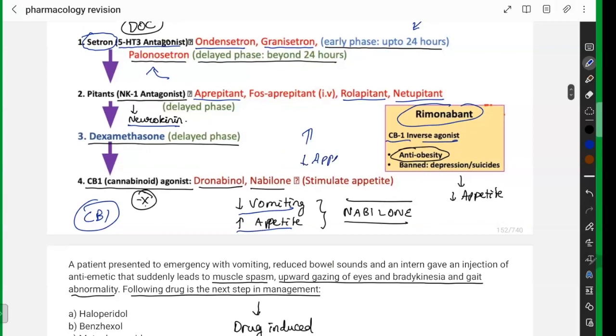Why I am telling you this is that this drug was used as an anti-obesity drug in the USA. But what happened is many people started to go into depression. Many people started to commit suicide, and many people had nausea, vomiting. Then they identified that when you give a CB1 cannabinoid inverse agonist, it is not only causing vomiting, but it is also going to lead the patient to depression and anxiety.